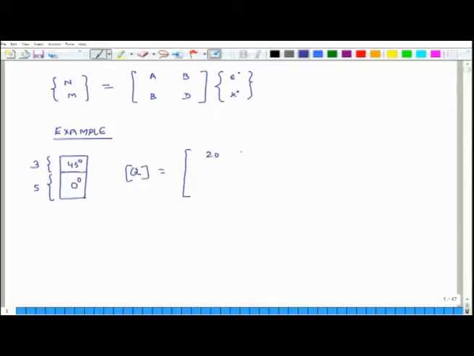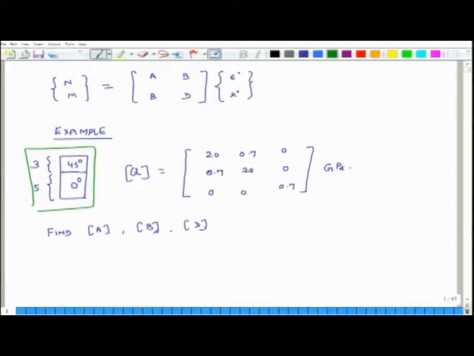So, it is 20, 0.7, 0; 0.7, 2.0, 0; 0, 0, 0.7. This is in gigapascals. So, given this, what we have to find is the A, B and D matrices for this particular laminate. This is what our problem statement is.